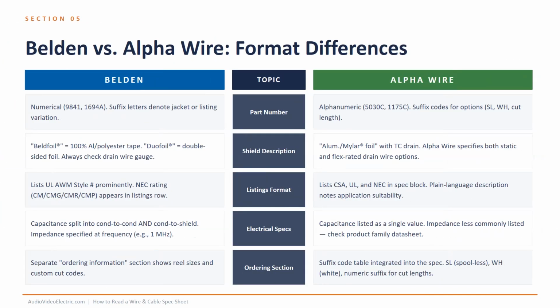Belden and Alpha Wire organize their spec sheets differently. Belden uses numerical part numbers with suffix letters for variations, while Alpha Wire uses alphanumeric codes with suffixes for options. Belden describes shields like Beldfoil for 100% coverage and specifies drain wire gauge, while Alpha Wire notes static and flex drain wire options. Listings and descriptions also differ, as do the ways they present electrical specs and ordering information. Always check the format and suffix codes to ensure you get the right cable.